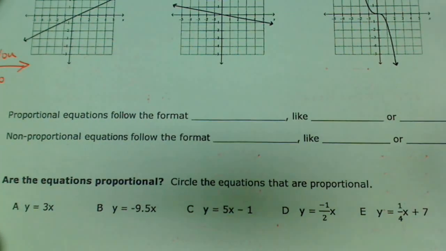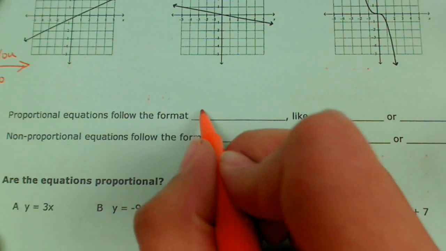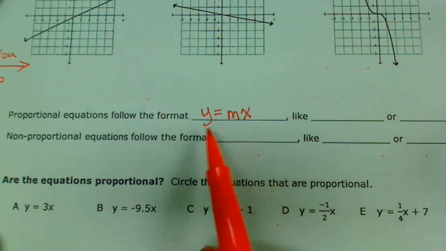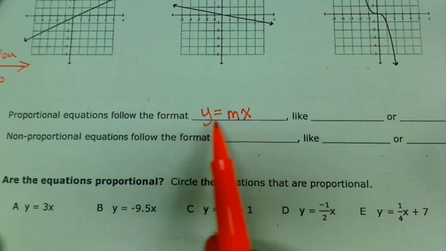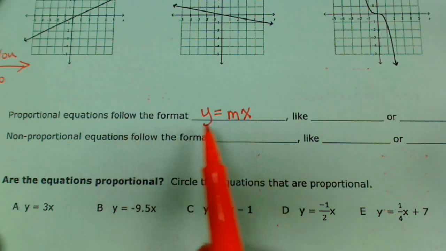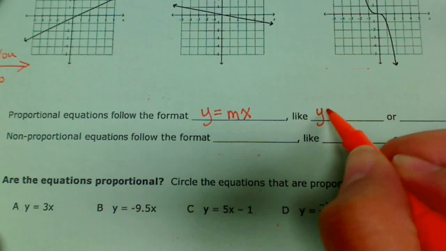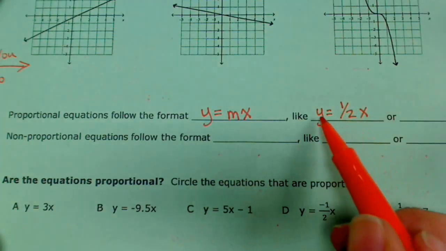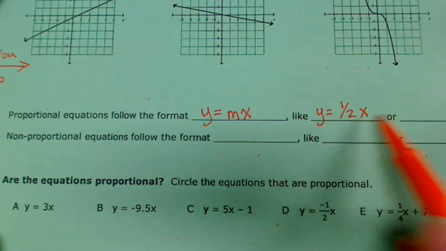Okay. The last way we can determine proportionality is by using an equation. So proportional equations follow the format y is equal to mx. So that means it's going to be y is equal to some number multiplied to x, and that is the only way it will be a proportional relation or a proportional equation. So for example, we can write down y is equal to 1/2 times x. So we know m here is 1/2 and x is the variable x.